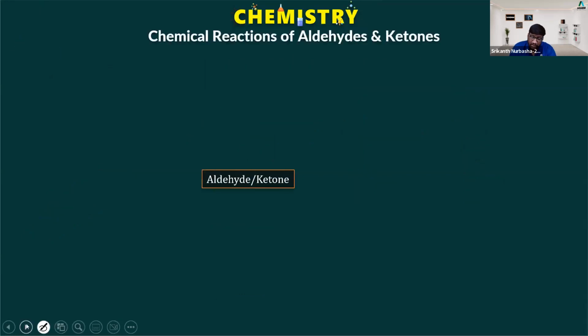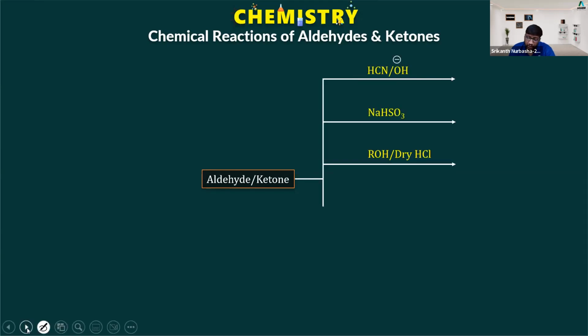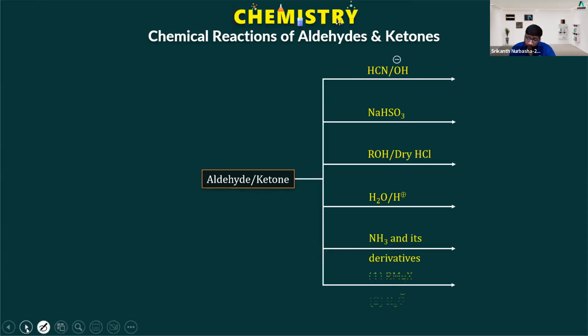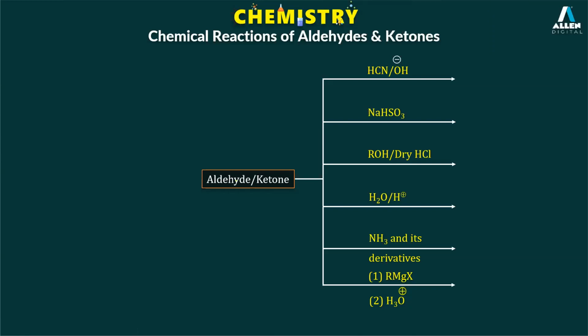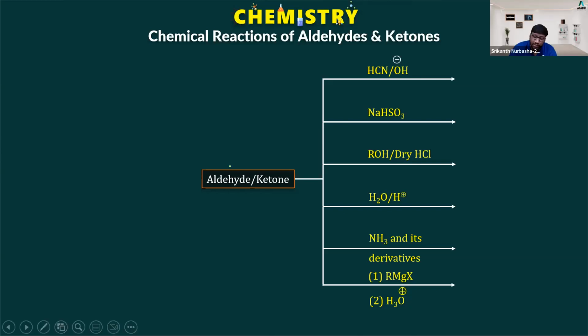Then we have discussed that the chemical reactions of aldehydes we are going to start today. Different types of reactions we are going to have, and I have asked you to go through the set of reactions which we have discussed in GOC. Have you been through those reactions or not? Yes, sir. So first, aldehyde or ketone will be reacting with HCN in the presence of basic medium. Why not acidic medium?